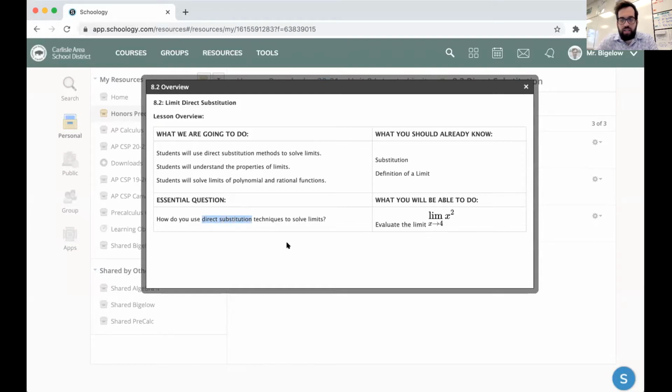So you should already know the idea or the concept of substitution, right? It means we're taking something, plugging it in directly for something else. This lesson is really not going to be that bad, I promise. Here's what we're going to do.